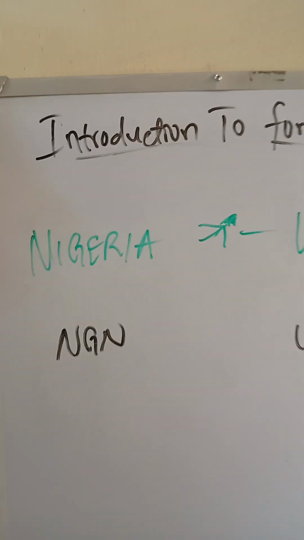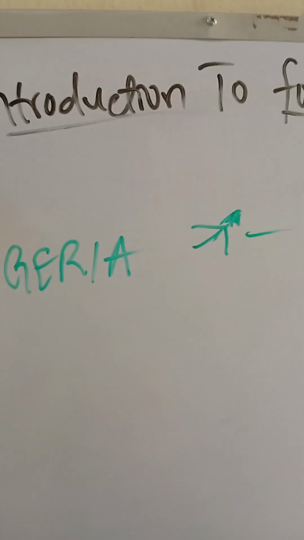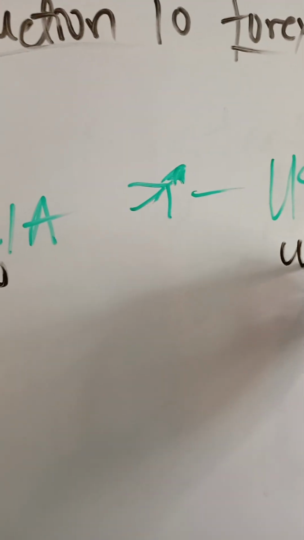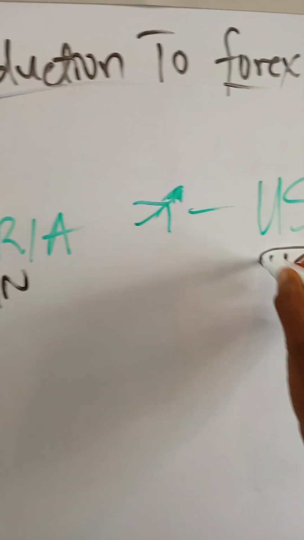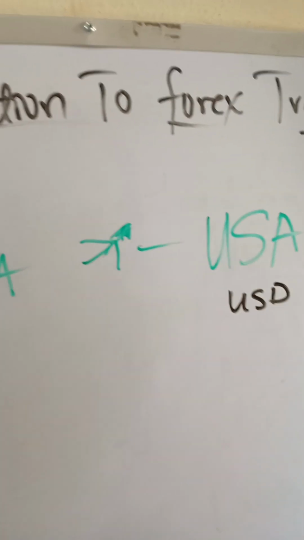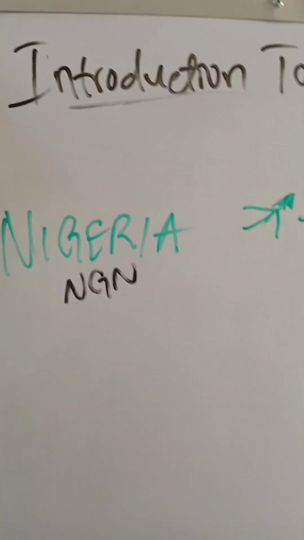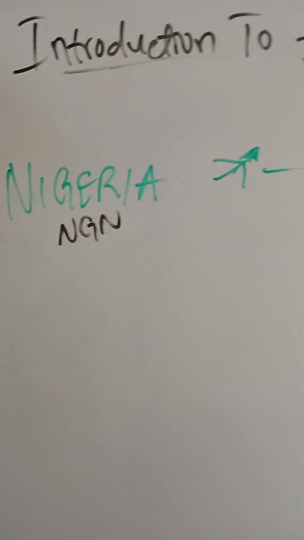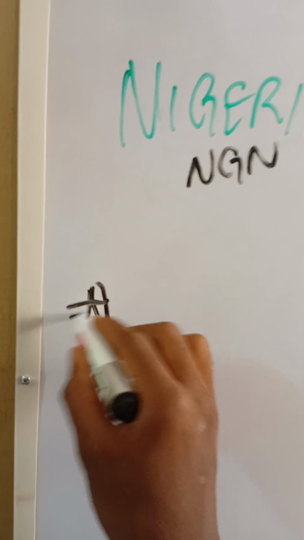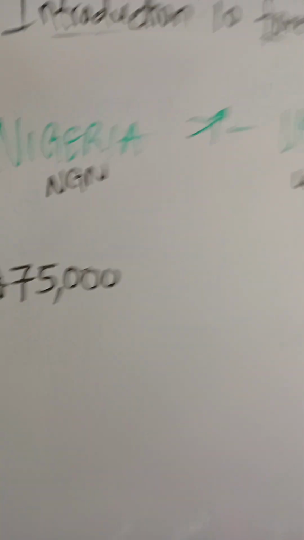Well, it's very simple. I'll move this up a little bit so that I can explain it very well. So these are the currencies, guys, that each country uses. If you are in the United States, you're going to use the United States dollar, while if you're in Nigeria, you're using the Nigerian naira. So now let's say for my Nigerian brothers and sisters, you have 75,000 naira with you when you are traveling to the United States.